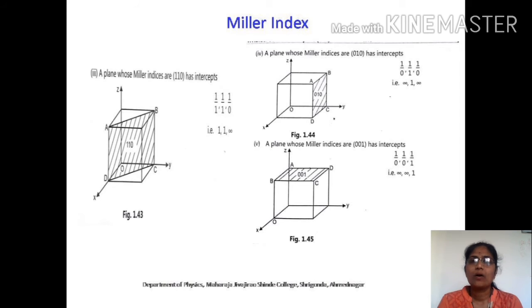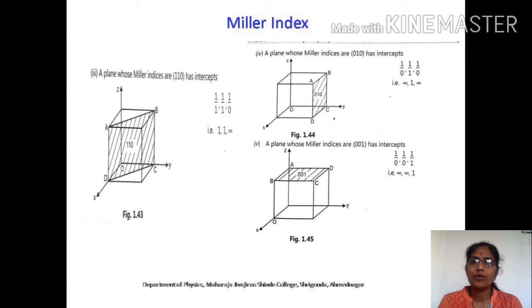Next, a plane whose Miller indices are 110. It means that the given plane is intersecting only the x and y axes and it is not intersecting the z axis. Is it clear? Then find out the intercepts. How to find out the intercepts? Take the reciprocal of the Miller indices.